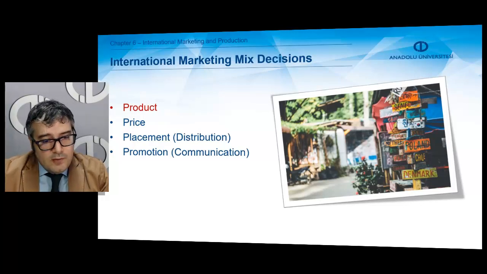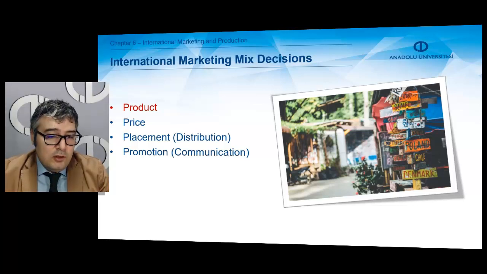First, the product. The product is defined as anything that can be offered to a market for attention, acquisition, use, or consumption that might satisfy a want or need. Marketers extend or adapt current products or create novel products for international or global markets. To choose one of these options, an international marketer needs to look at two essential elements of the marketing mix together: product and communication.